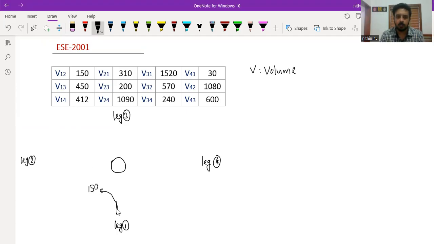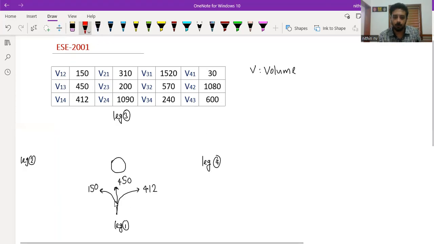Clear? Now, some vehicles are going to leg 3, right? How many? 450. So how are they going to draw it? They'll simply draw it like this. Understood? So from this, we can easily understand that 450 vehicles are going into leg 3. Clear? Now, 1 to 4 is 412. How can they show that? Like this, 412. It doesn't mean that the vehicles coming from 1 go to leg 4 by taking a right turn. No, it's not like that.